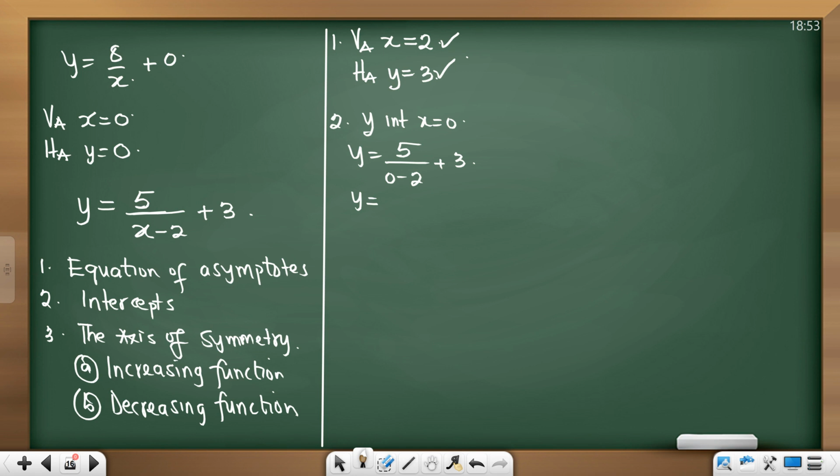Am I correct with my 5 over 2 plus 3? That's 11 over 2. X-intercept, y should be equal to what? 0. 0 equals 5 over x minus 2 plus 3. If I move this there, negative 3 equals 5 over x minus 2.